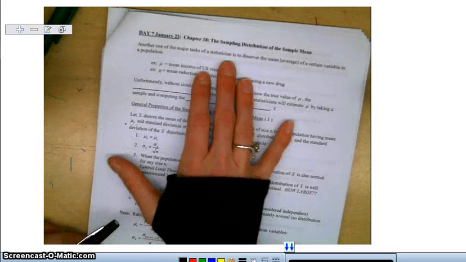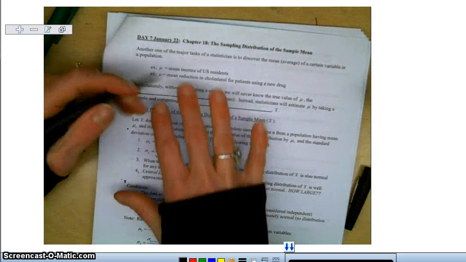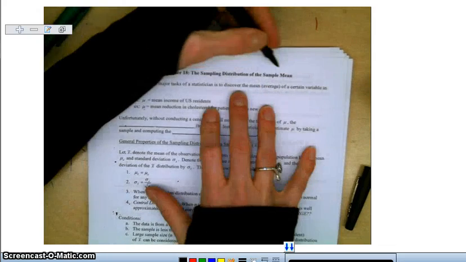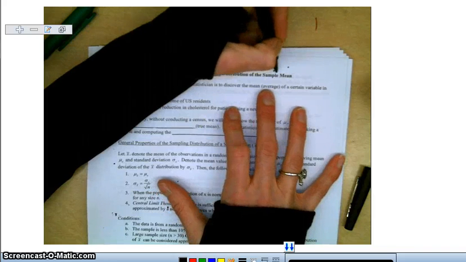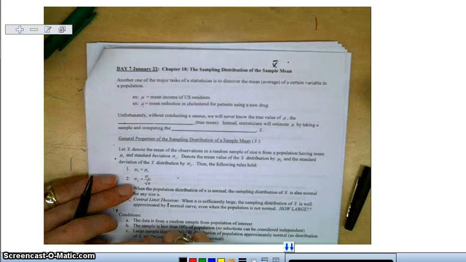The sampling distribution of the sample mean is what we're talking about today. Last time we talked about the sampling distribution of the sample proportion. Now we're talking about the sampling distribution of the sample mean. The sample mean is denoted X bar. That should be familiar.